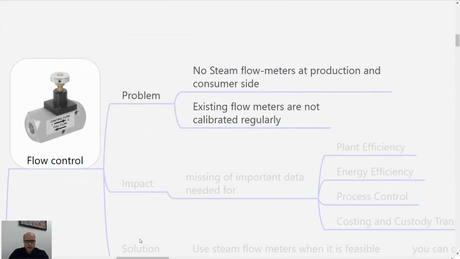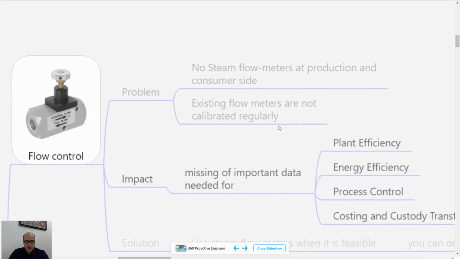The problem with flow control is that in some cases there are no steam flow meters installed, either on the production or on the consumer side. Most of the system providers give us only the main consumer flow meters, but the others are not provided as part of the package. Also, we have seen that no one is calibrating those flow meters regularly.